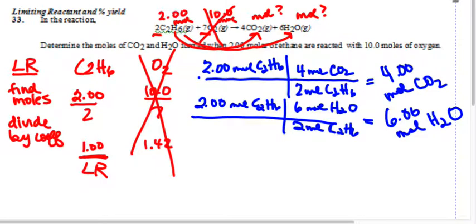Okay, how do you feel about that? Pretty good? Now I'm going to add on to this question. I want you to tell me how many moles of oxygen I have in excess. Does anyone have any idea how we can do that? How many moles are left over? Because we're not using it all.